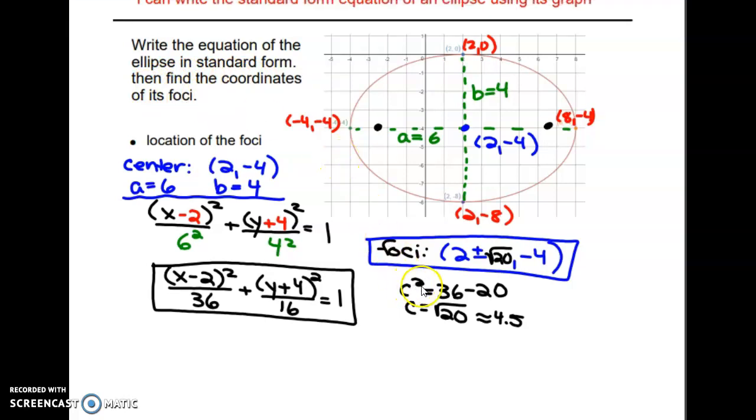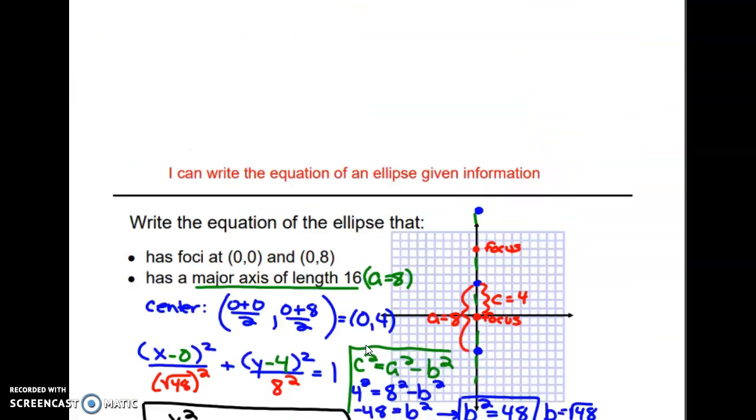And that's where the c squared equals a squared minus b squared comes into play. And I see they made a mistake right there because it should be 36 minus 16. In the end, the answer is right anyways. So where are the foci? They're to the right and to the left. That means I have to add and subtract the square root of 20 to the x value of 2 because it goes square root of 20 to the right and square root of 20 to the left. There's everything you need right there.